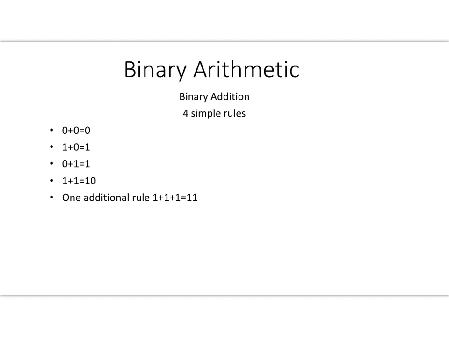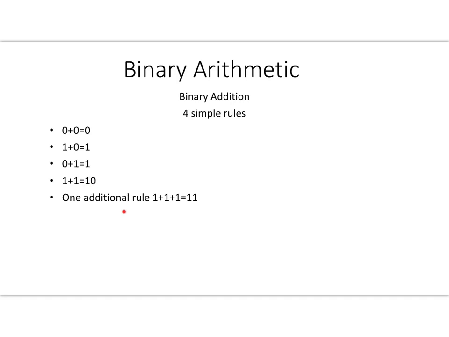Okay, this video deals with binary arithmetic, and this particular slide deals with binary addition. Binary addition is very easy. There are four simple rules that I'm sure are obvious. The first one is 0 plus 0 equals 0, 1 plus 0 equals 1, 0 plus 1 equals 1, and then 1 plus 1 equals 2, but in binary 2 is 1, 0.